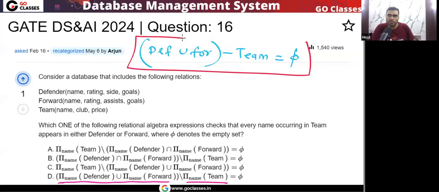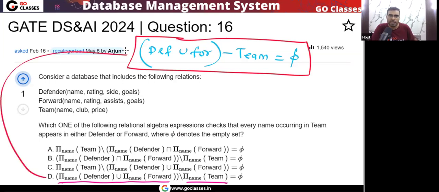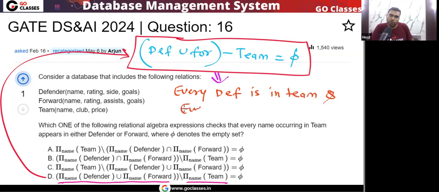It means every defender has been selected in the team, every forward has been selected in the team. This is your option D. What is option D saying? Option D says that every defender is in team and every forward is in team.